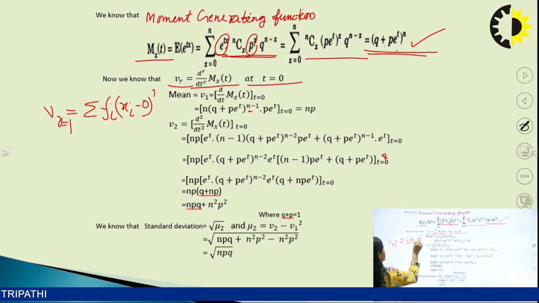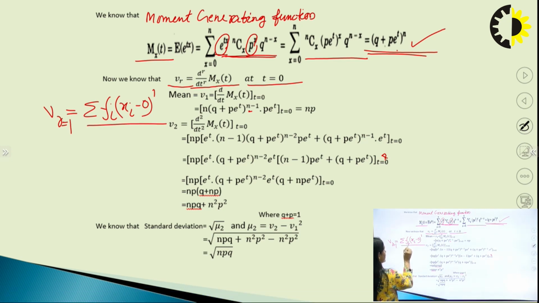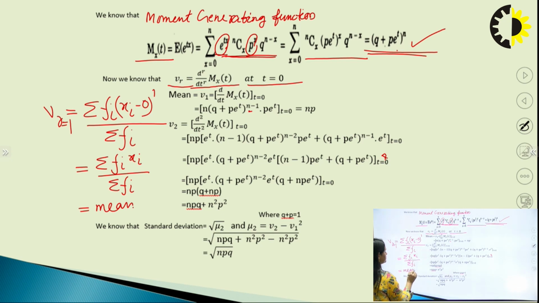So this is, I am taking 1. So this will become summation fi xi minus 0 to the power n up 1 upon summation fi. Now what we will get? We will get finally summation fi xi upon summation fi, which is nothing but the mean. So what is mean? Mean is nu1, and that's what we want to calculate. So it means if we want to get the value of mean of the binomial distribution and we can get the value of nu1, then our work is done.